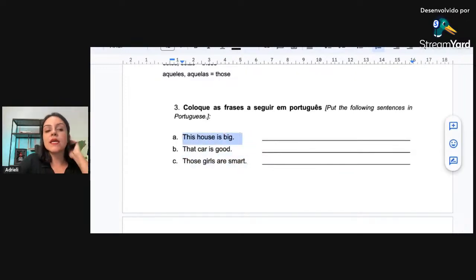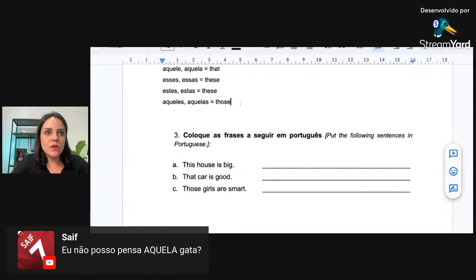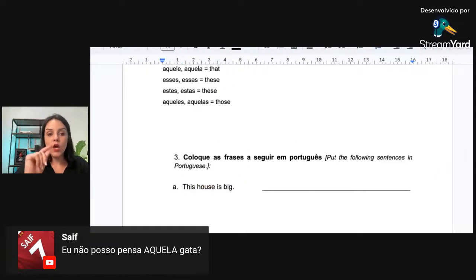Start with this one. This house is big. And while you start doing this, I'm going to answer this question. Safi is asking, eu não posso pensar naquela gata. Okay, so we have to change this a little bit because probably what you want to say is I can't stop thinking about that girl, hot girl.